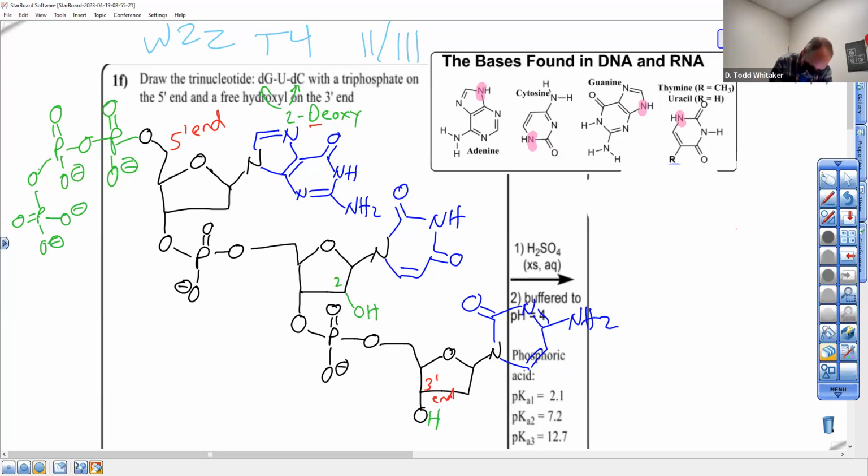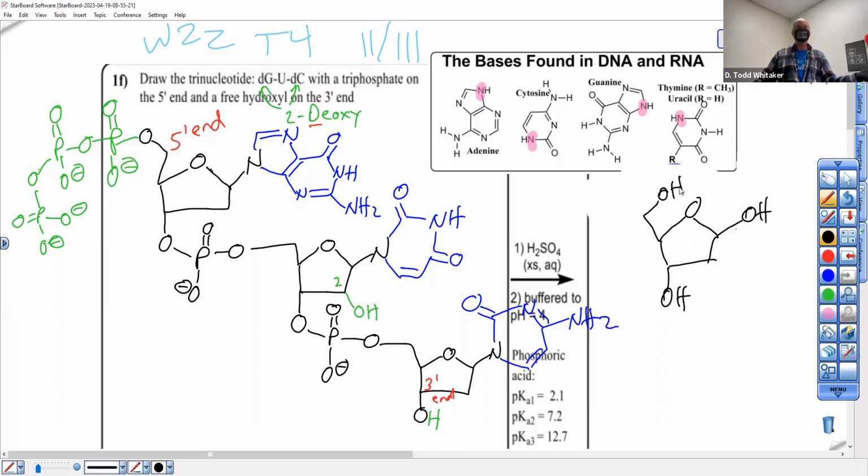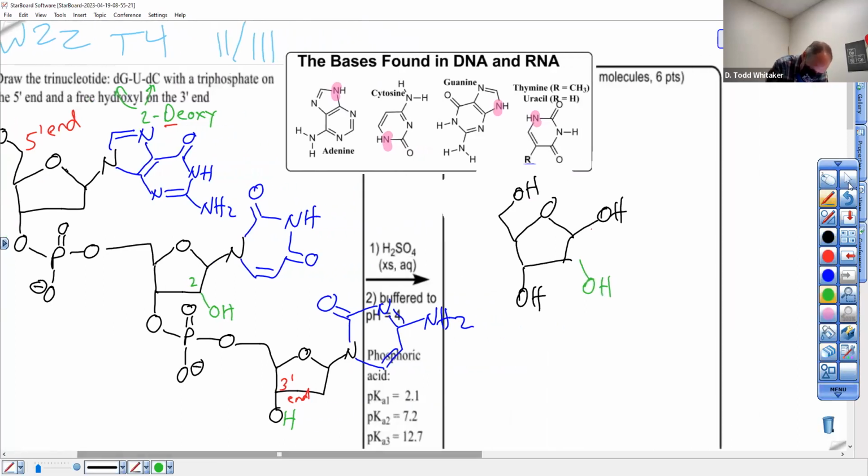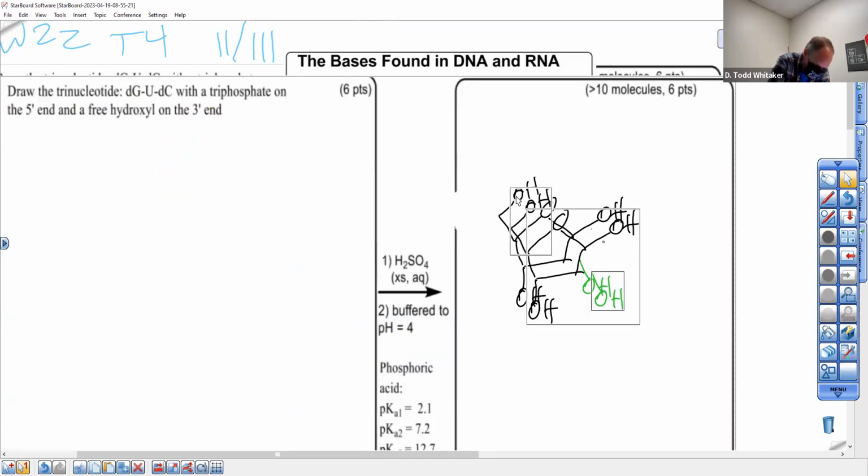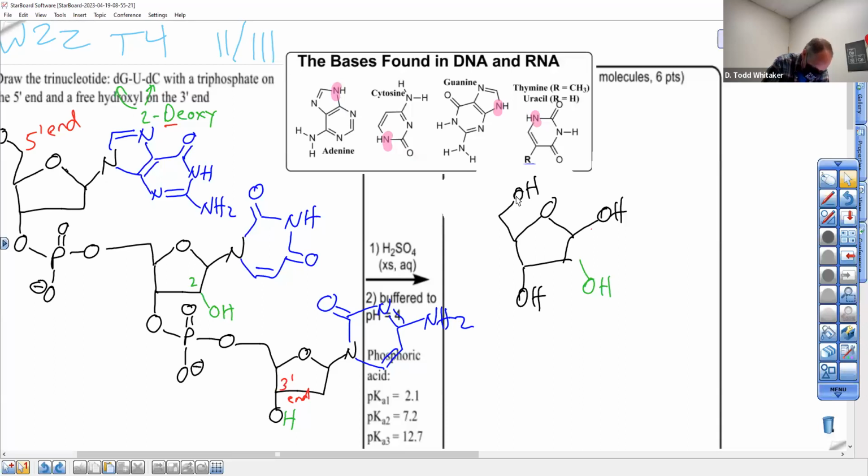So you're going to make one of those. It will be a mixture of alpha and beta, but just pick one. There you go. I picked the beta. Okay, and it has the OH. And you get two more of those without the OH there. Thank you. Okay. I have to draw it again.